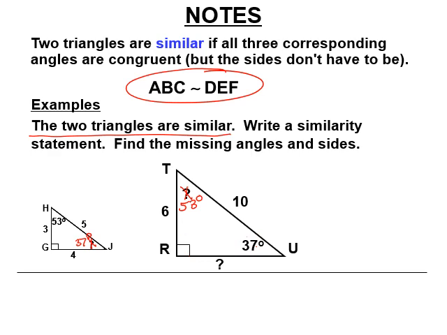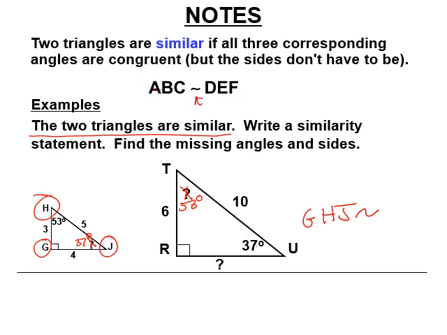Now, so what is the similarity statement we're going to write? We're going to write the three corners, or vertices they're called, and you can actually write them in any order. So I'm going to write GHJ. Right? Now so this symbol, that little tilde, squiggly line, is read is similar to.